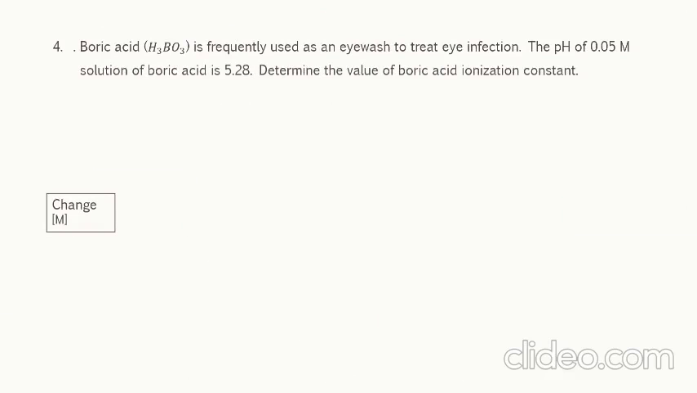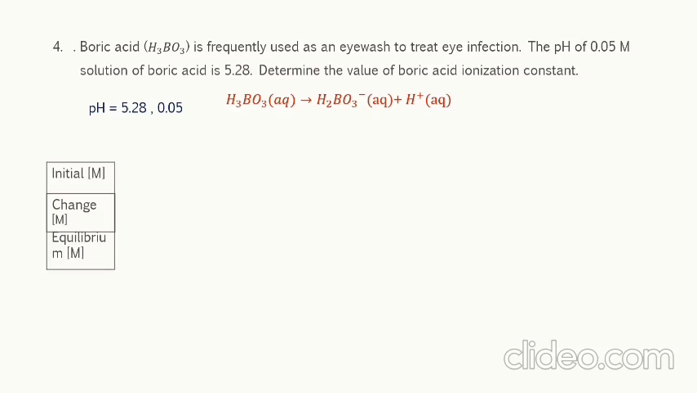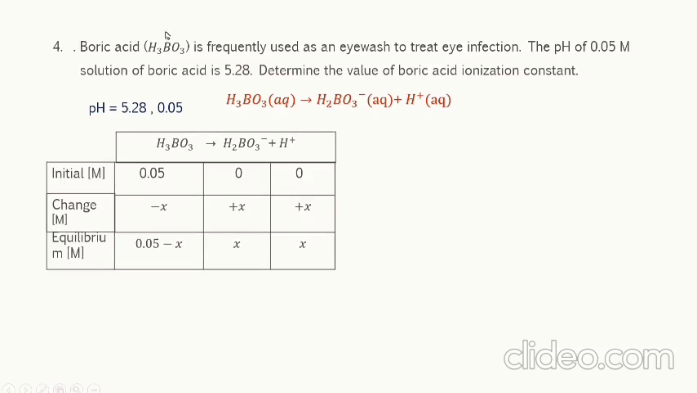Question 4 states, boric acid is frequently used as an eye wash to treat eye infection. The pH of a 0.05 concentration solution of boric acid is 5.28. Determine the boric acid ionization constant. The values given are the pH and the initial concentration of boric acid. So this is the equation. Firstly, we need to do an ICE table. This is the initial concentration of boric acid, then 0, 0. The change is negative, plus, plus, and the equilibrium is 0.05 minus X.